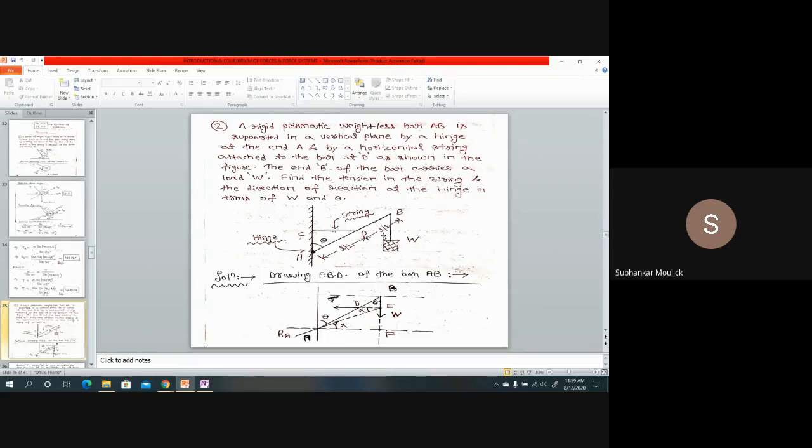This is a little bit of a tricky question. Why tricky? Because I have to find out everything in terms of W and theta. So what is step number 1? How will I proceed? So at first, free body diagram. At first, I have to draw the free body diagram.